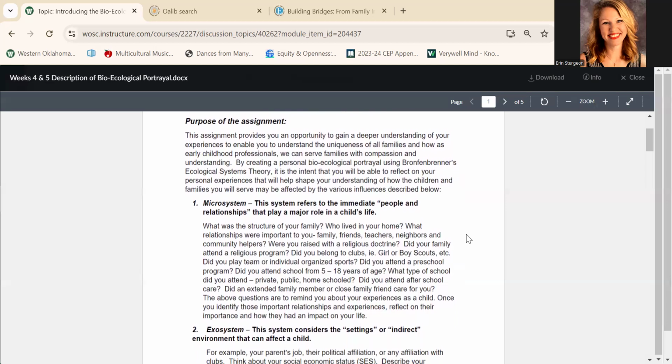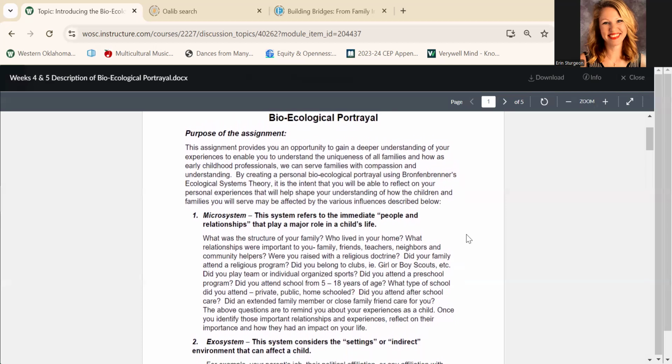So to do this, like I said, we're using Bronfenbrenner's ecological systems theory, which was discussed in chapter 1. And so if you need further explanation of each one to refresh your memory, here they are right here in chapter 1, starting on page 6. And of course, there are other places you can look up as well, if that would help you.